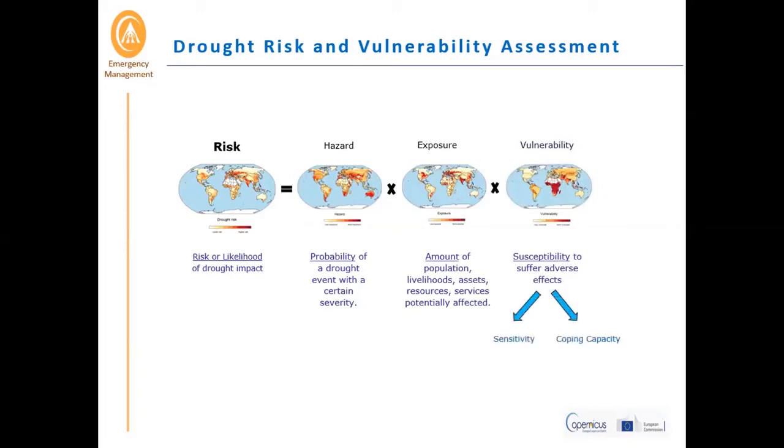Vulnerability has two components. One is sensitivity. For example, agriculture is more prone to drought than, for example, industry, because 70% of water use goes to irrigation for agriculture. So it's water intensive. So water intensive sectors are going to be more affected. And the other is coping capacity: do you have the knowledge? Do you have the technology? So exposure and vulnerability are very important factors in order to minimize the risk of drought. So as I said, risk is sector specific.